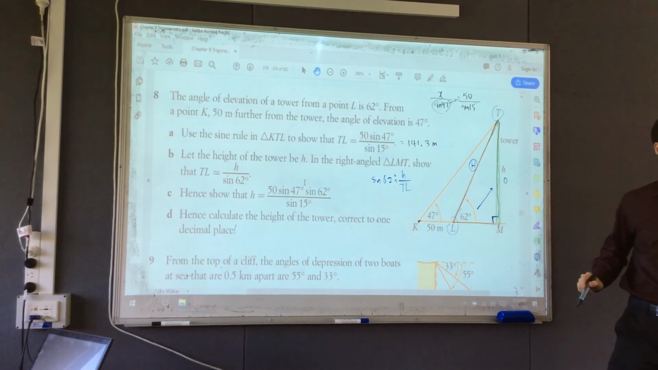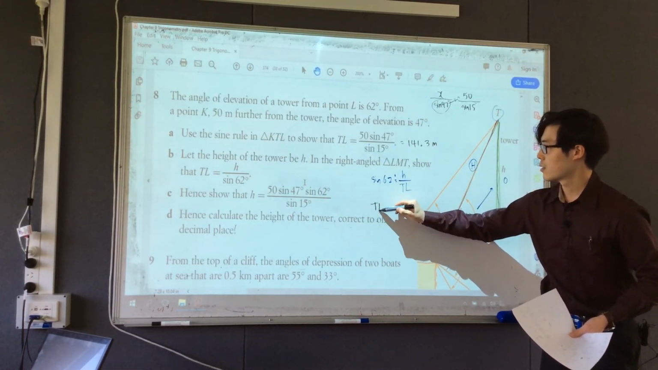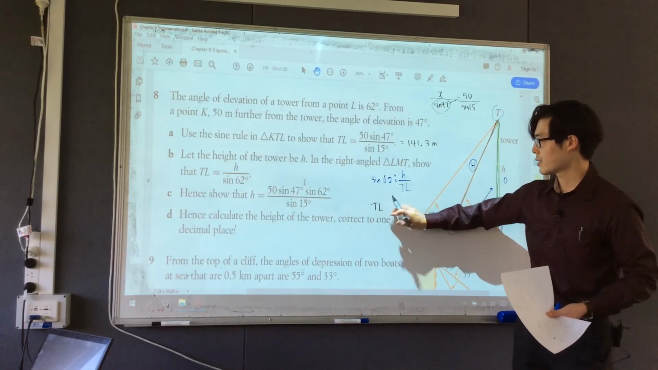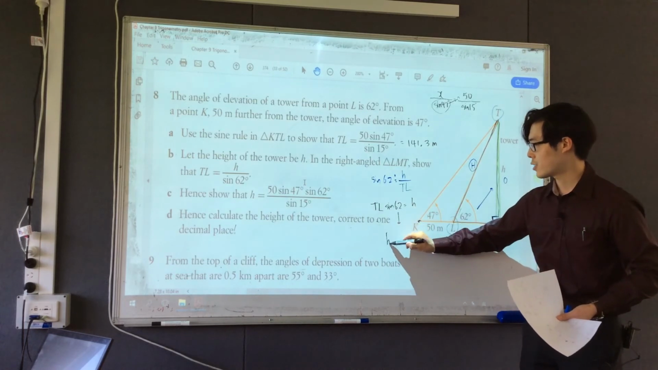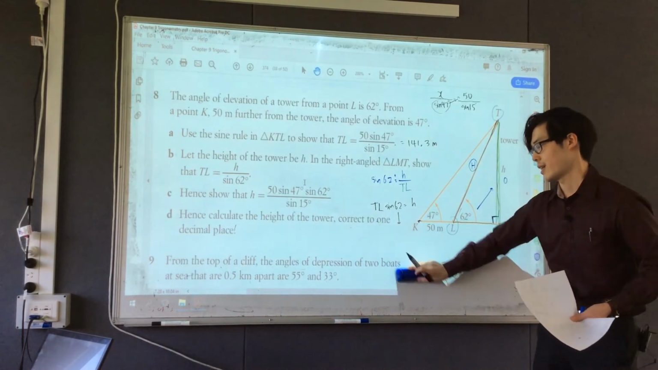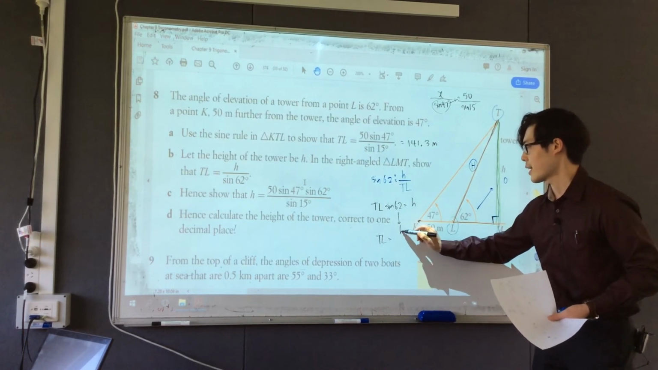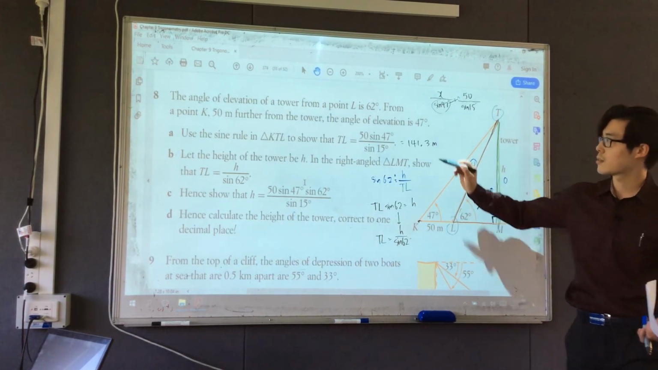If you multiply that across, I get TL sine 62 is equal to h. So TL is equal to h over sine 62. Okay, so that's this done.